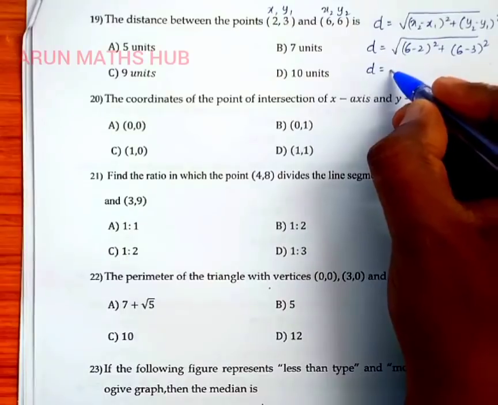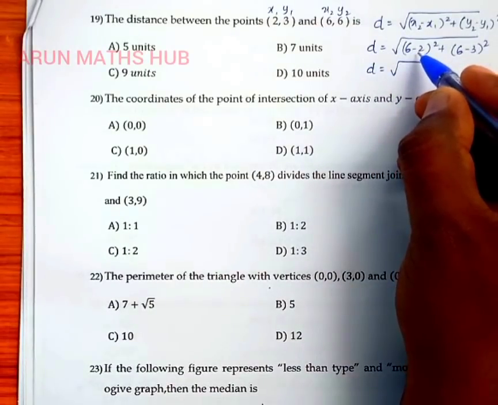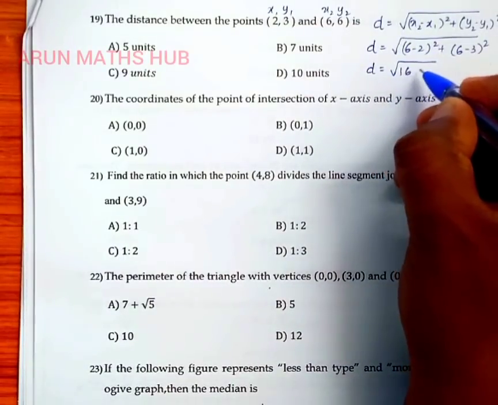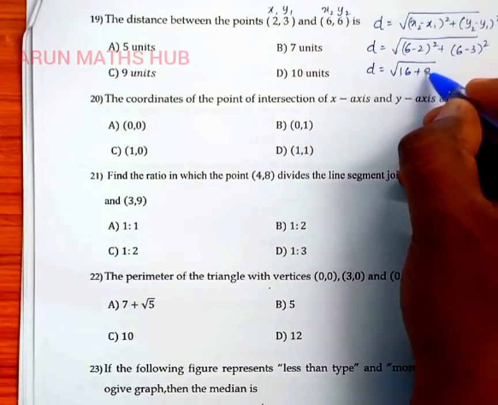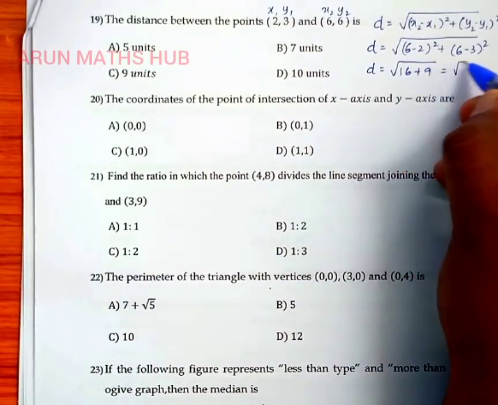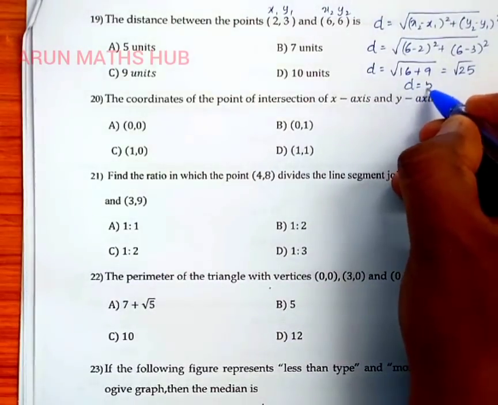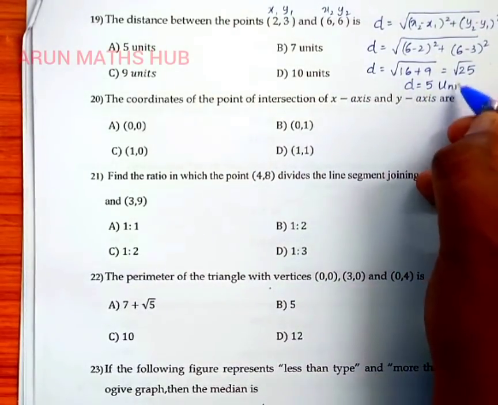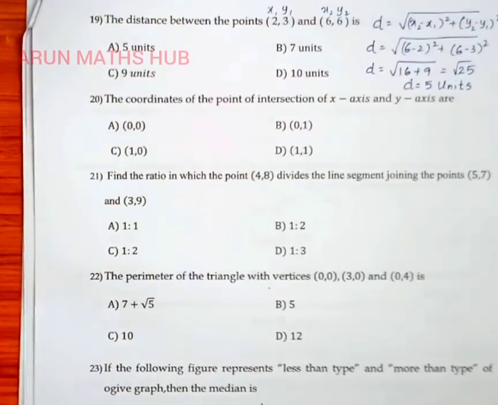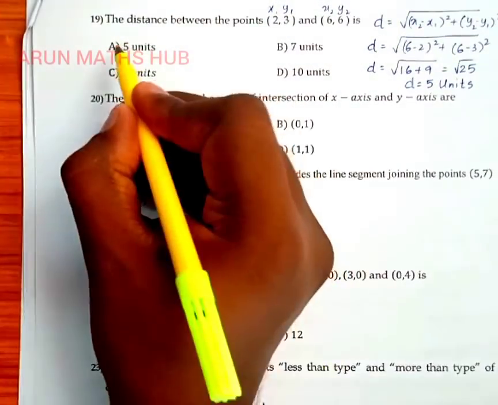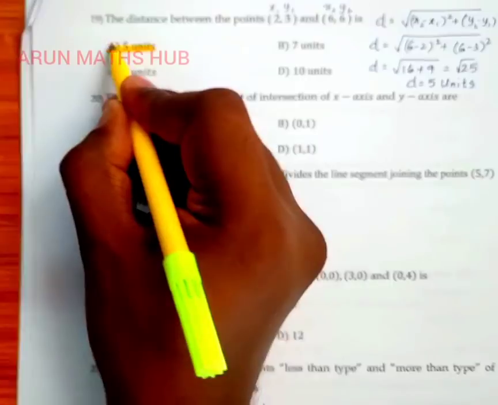Therefore, D equals square root of, 6 minus 2 is 4, square, we get 16. 6 minus 3 is 3, square is 9. Therefore, square root of 16 plus 9 is 25. Therefore, D equals square root of 25 is 5 units. Therefore, the correct answer is option A, 5 units.